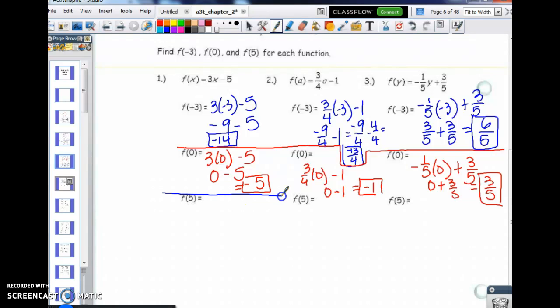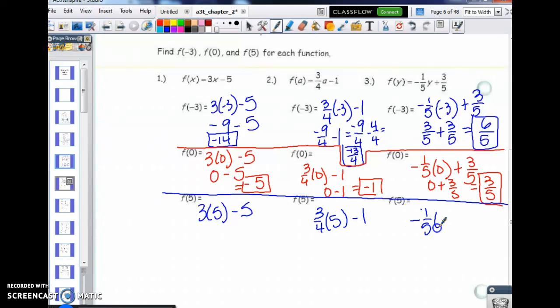Alright, and our final one where we want to evaluate these functions at the given value. We're going to take 3 times 5 minus 5. Then we would get 3 fourths times 5 minus 1. And this one will be -1 fifth times 5 plus 3 fifths. Try to evaluate these three to see.